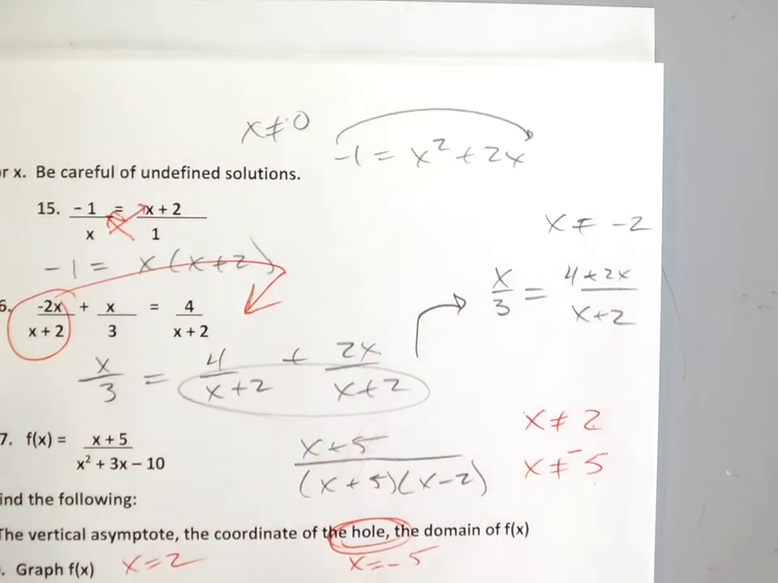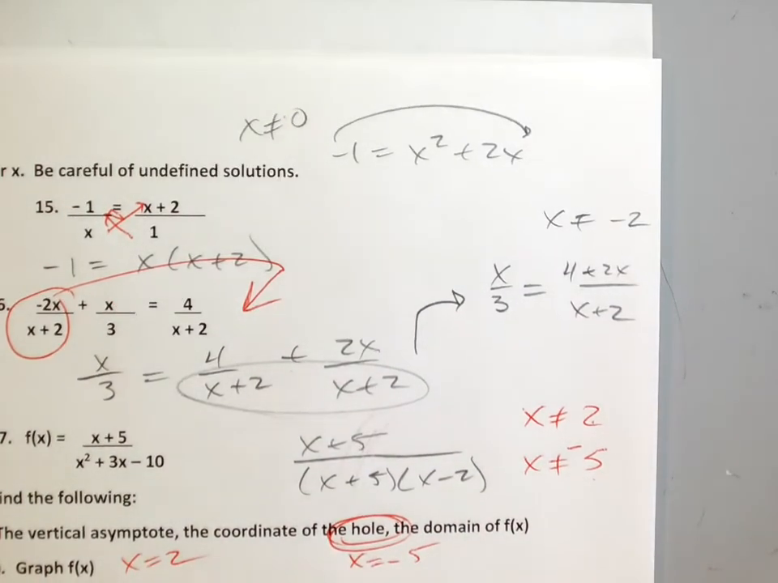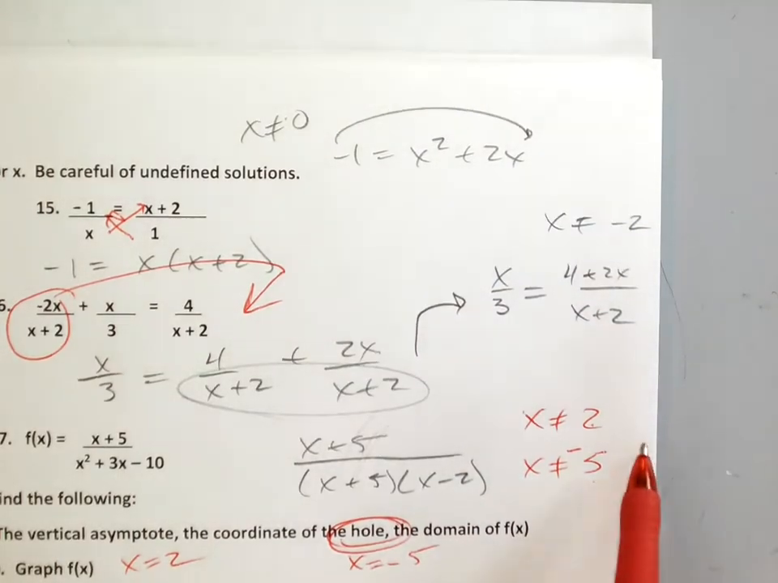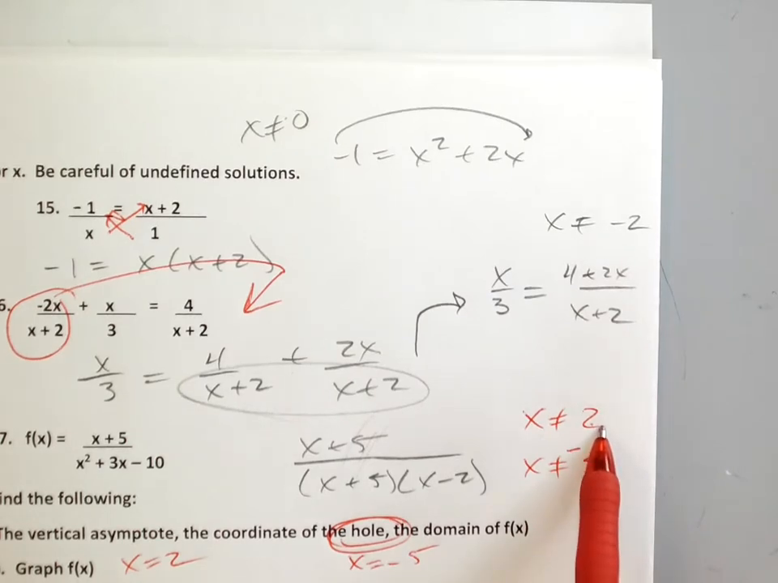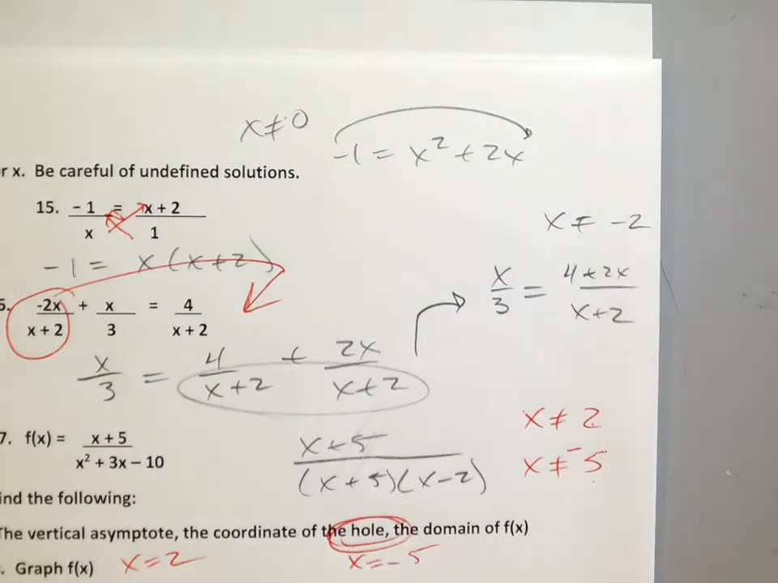Okay. You can use decimals if you need to, but we do know a couple of things. We know we're going to have a vertical asymptote at 2, and I'll let you guys use decimals to get your answer, okay?